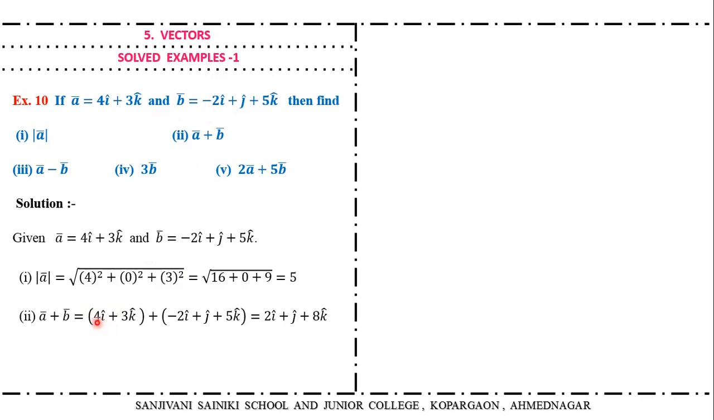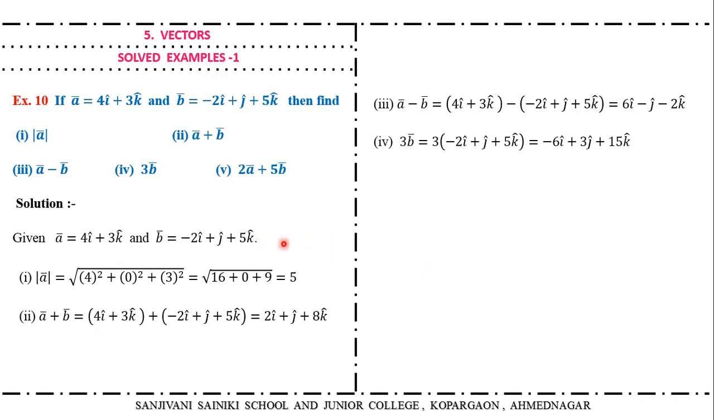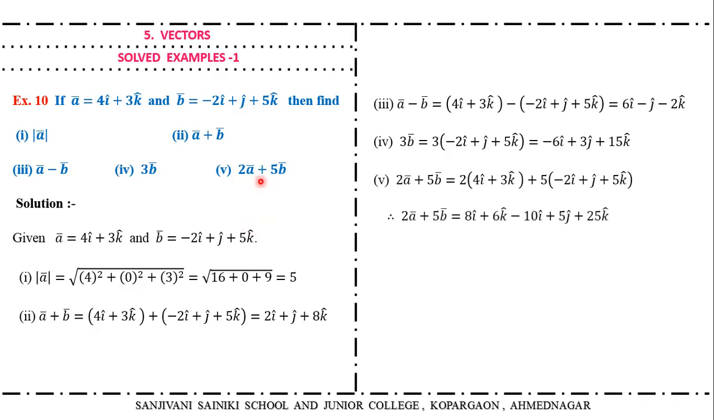We pick the sum of the i component, the j component and the k component. Similarly, for the difference of the two vectors, we take the difference of the i component, j component and k component. Now 3B bar means we have to multiply B bar by 3, and 2A bar plus 5B bar means we multiply the first vector A bar by 2 and add it to the second vector multiplied by 5.